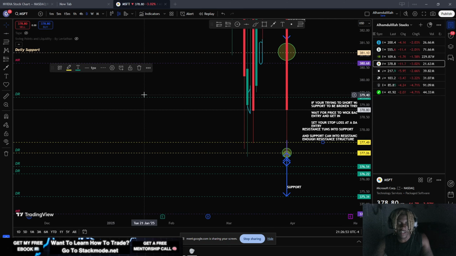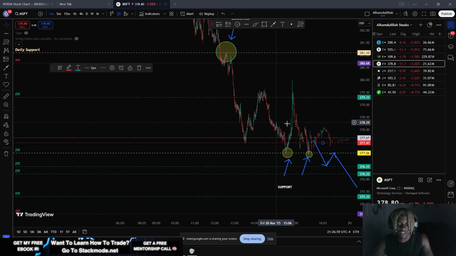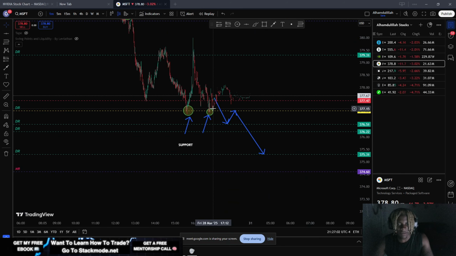Maybe this one up here. And then I'm going to scale down to my smaller time frames. I'll make it red. Scale down to my smaller time frame, just see what it looks like. So I'm waiting for this to be broken. And then I'm waiting for market to come down here. So I'm probably going to make my stop loss.